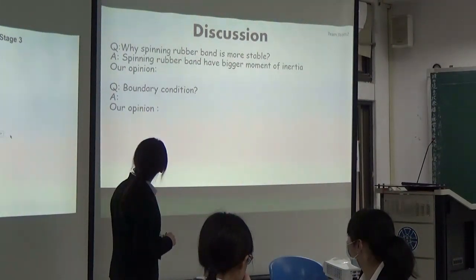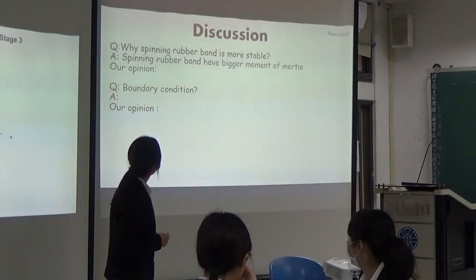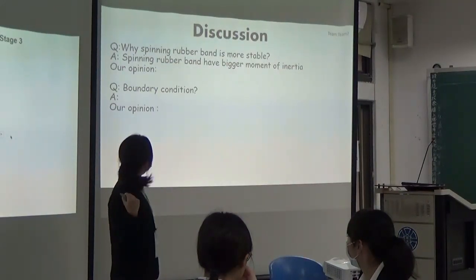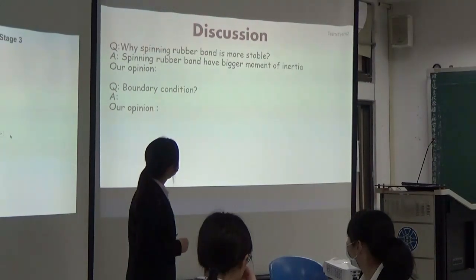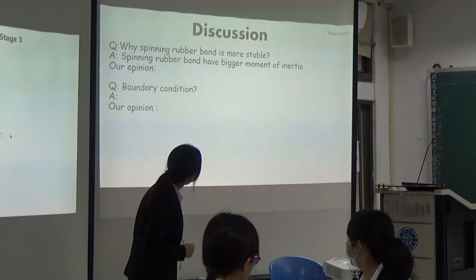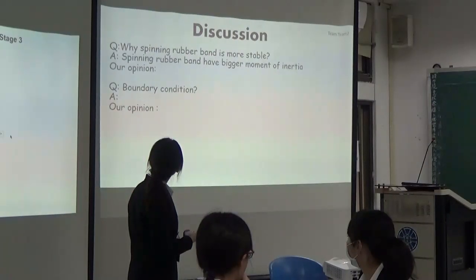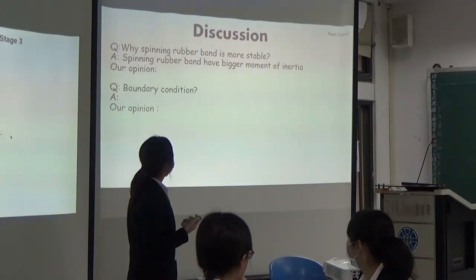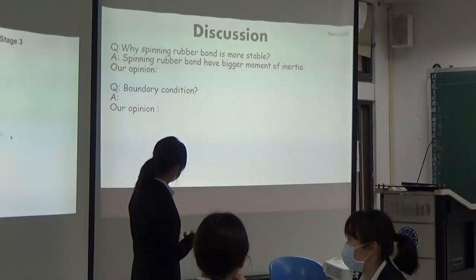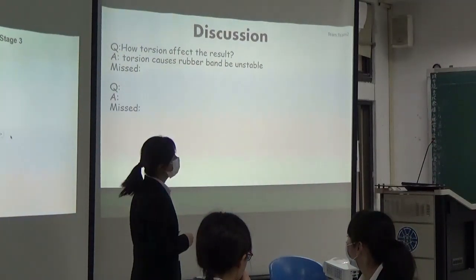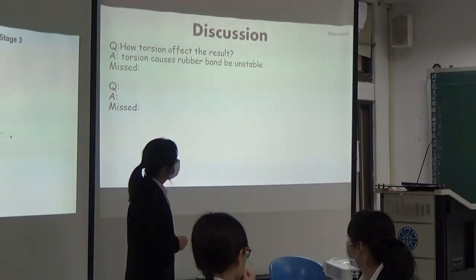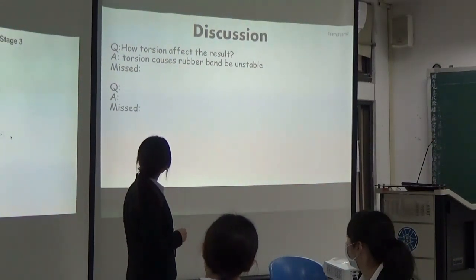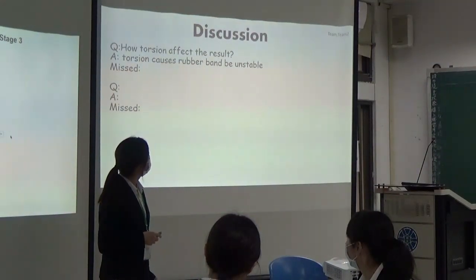And during the discussion, the opponent asked why a spinning rubber band is more stable. And the reporter said a spinning rubber band has a bigger moment of inertia. And I agree with it. And the opponent asked how torsion affects the result. And the reporter said that the torsion caused the rubber band to be unstable.